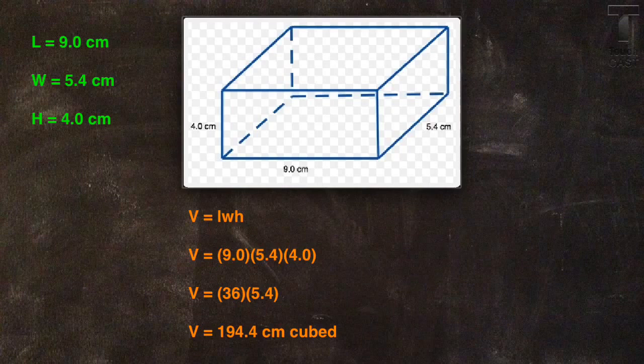In this example, we have a length of 9 centimeters, a width of 5 and 4/10, and a height of 4. So we're doing length times width times height, so we have 9 times 5 and 4/10 times 4. Now if I'm thinking smart, I would just multiply the 9 times 4 first to give me 36, then multiply that times 5 and 4/10. So go ahead and pause this and work that out yourself. You should get the answer of 194 and 4/10 centimeters cubed.